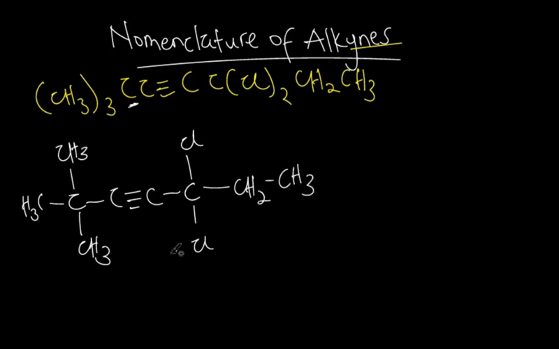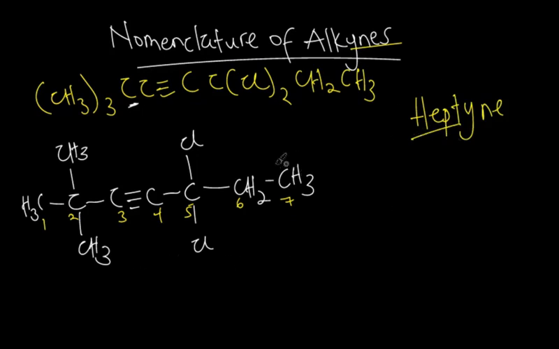Here of course we need to count the number of carbons in our parent chain. So we have carbon 1, 2, 3, 4, 5, 6, 7. So we have 7 carbons in this example. So our parent name will be heptane. Hept is for 7. Because it is an alkyne functional group that we are dealing with, the parent name is heptyne.